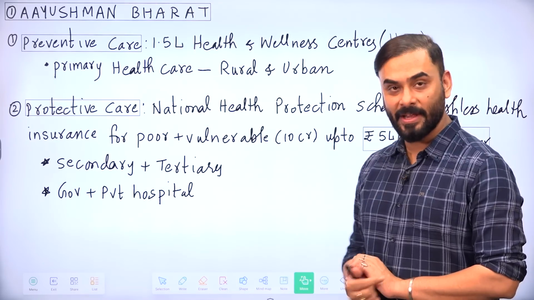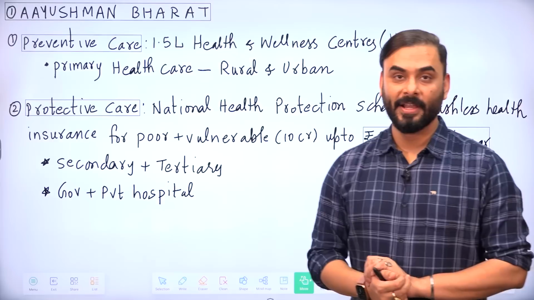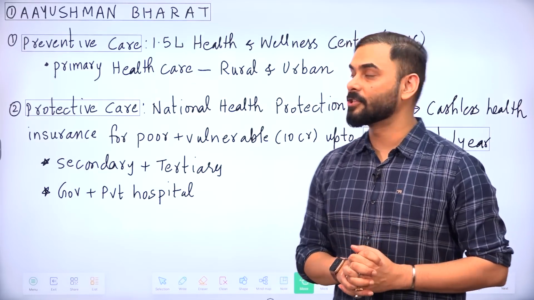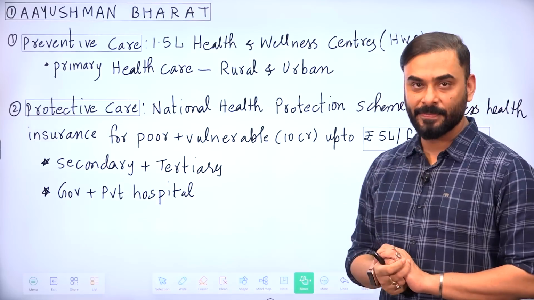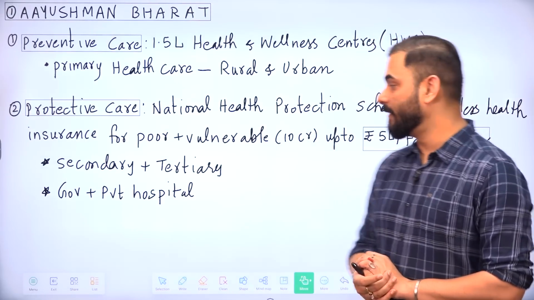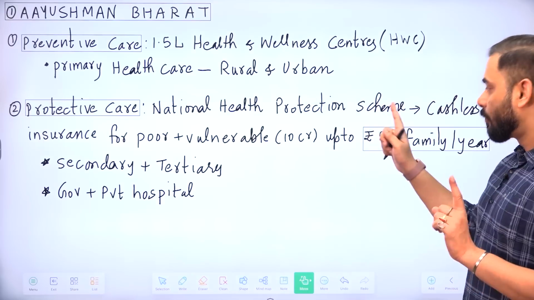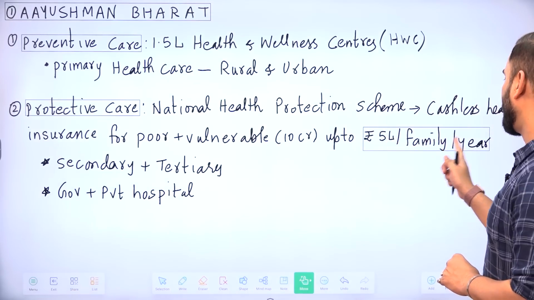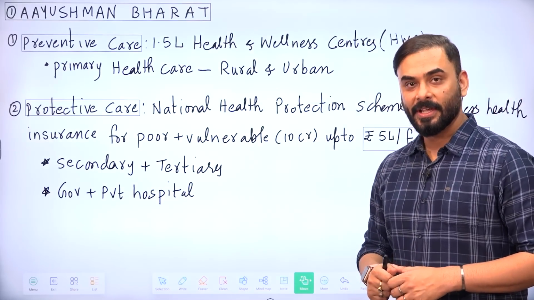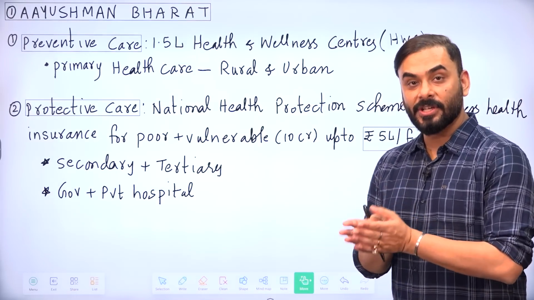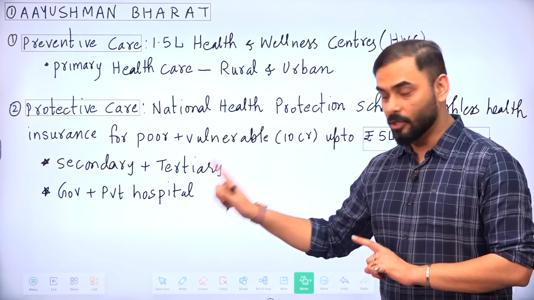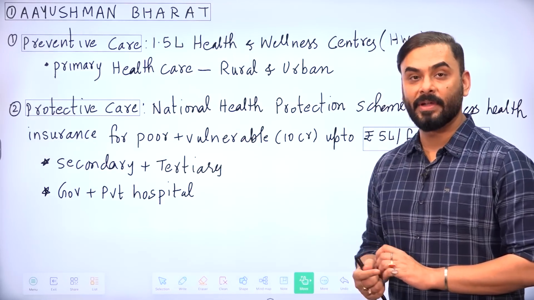First is preventive care and the second is protective care. Under preventive care, the government is trying to give primary health care facilities through health and wellness centers in both rural and urban areas. Under protective care, the government of India is providing health protection up to rupees 5 lakh per family per year, and this is for secondary and tertiary healthcare facilities. And if somebody needs hospitalization, one can avail this scheme, and hospitalization facility in both government and private hospital can be availed.